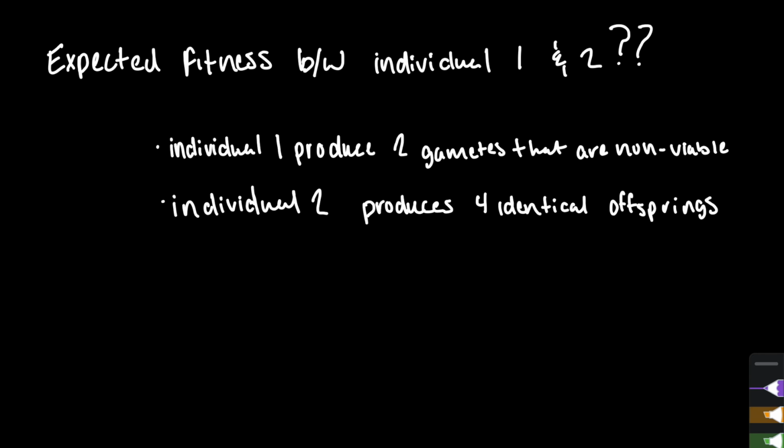So which of these individuals do we expect to be more fit for survival? Individual 1 can produce 2 gametes that are non-viable, while individual 2 produces 4 identical gametes that are all viable. Because of this, individual 2 is likely more fit than individual 1. Since individual 1 has more variety in gametes that it can produce, it is likely to experience speciation where one phenotype is more fit than the other.